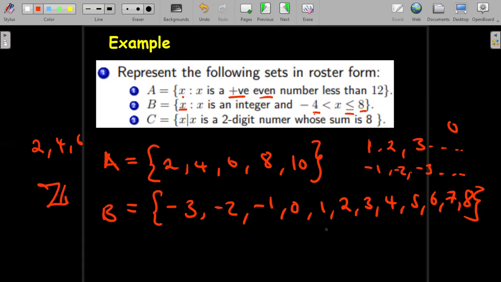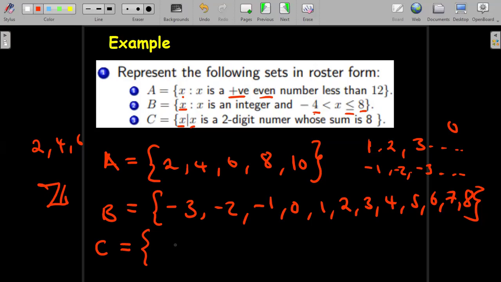So this is our set B, and this is what is listed in the set B. Now let's talk of the other set which we have, set C. For set C, they're telling us that it's a set of X such that X is a two-digit number whose sum is 8. So it's a two-digit number, and its digits must add up to 8. So now we must look at the numbers and how they add up to 8.